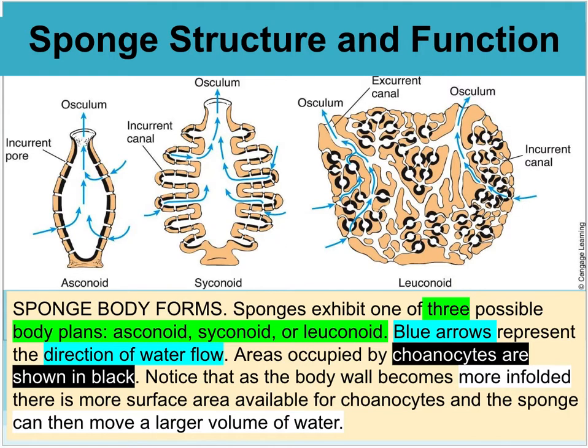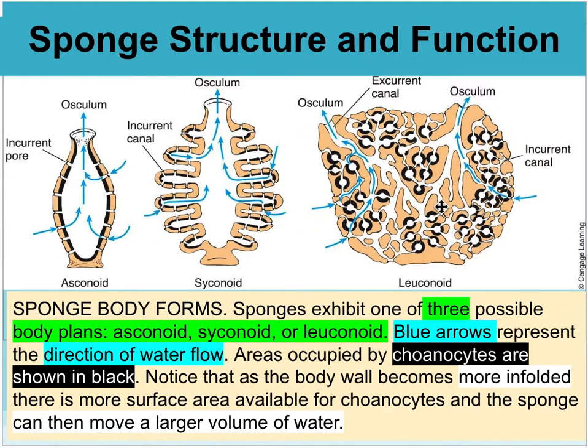There are a few different body forms that you see in sponges. One is called asconoid, which is pretty basic. The syconoid, which is more feathery, and then very complex looking is the leuconoid. With each of these, the blue arrows represent the direction that water flows into the organism, and again, out through the osculum. Some, like the leuconoid, have multiple exit points. And then the choanocytes are shown in black. Those are the areas that have the flagella that push things along.